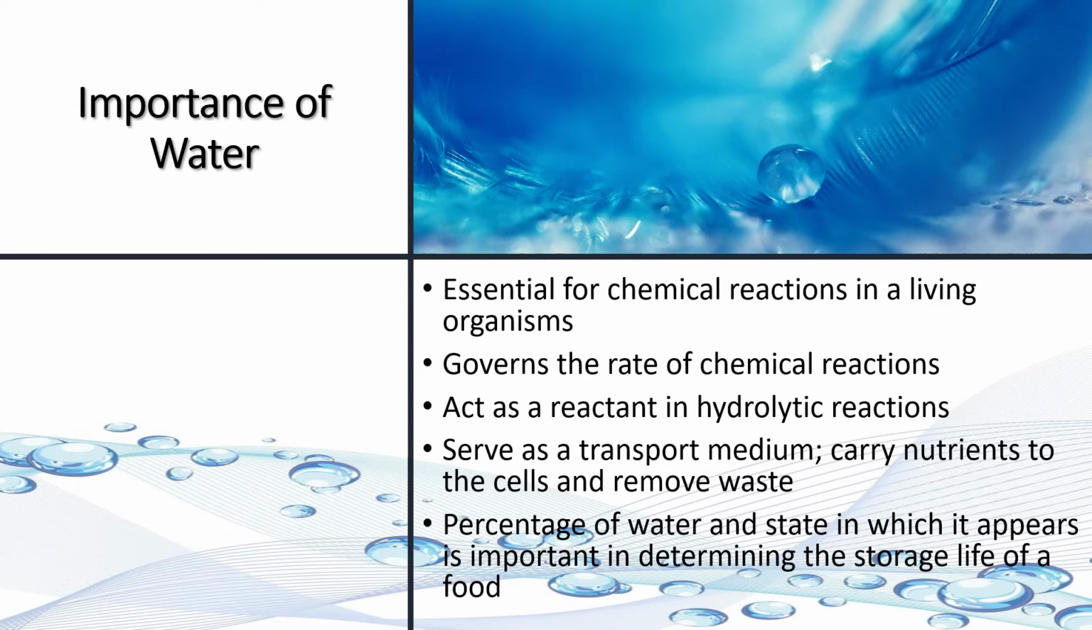Now that we know how many ways water is present in the food, we will briefly look at what role it plays in the food. It is essential for chemical reactions in living organisms. It governs the rate of chemical reactions. Water acts as a reactant in hydrolytic reactions. It also serves as a transport medium, that is, it carries nutrients to the cell and removes waste from them. The percentage of water and the state in which it appears is important in determining the storage life of the food that we have already discussed in ERH.